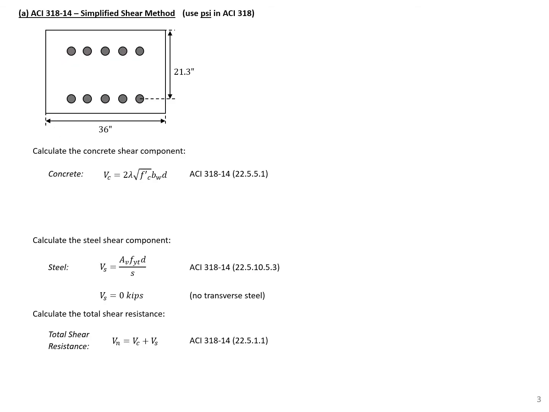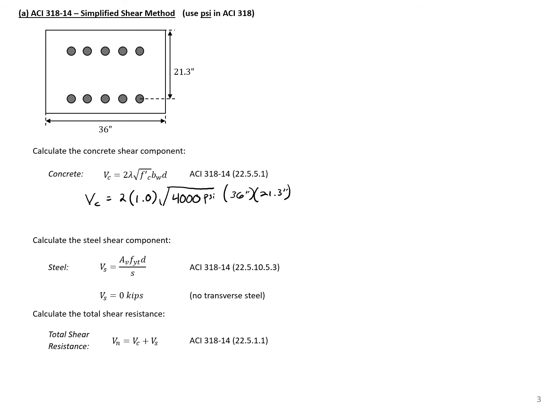We're now ready to calculate our shear capacity using our different methods, and we'll start with the simplest. So using the ACI simplified shear procedure, we'll get our Vc is equal to 2 times lambda, which is 1.0 because we're using normal weight concrete, times the square root of 4,000 psi, times our bw, which is in this case 36 inches, and our d is 21.3 inches.